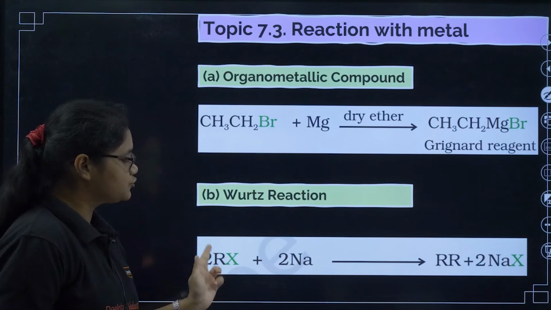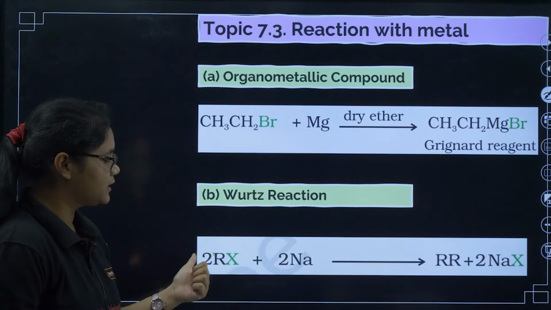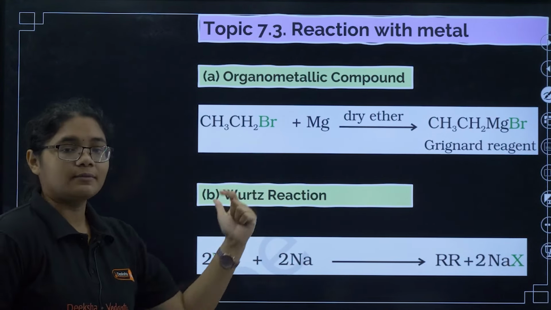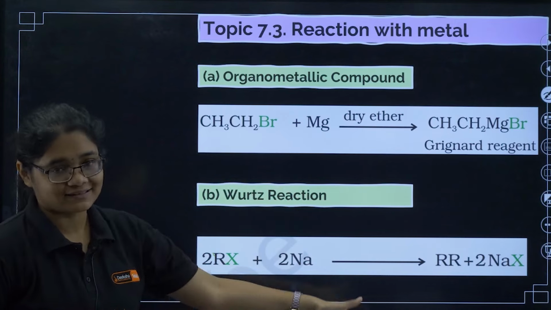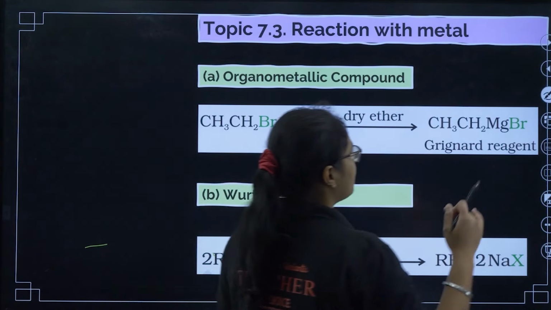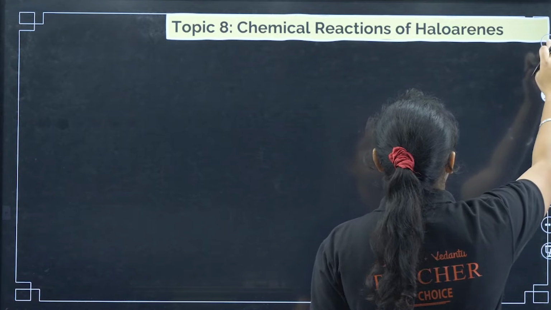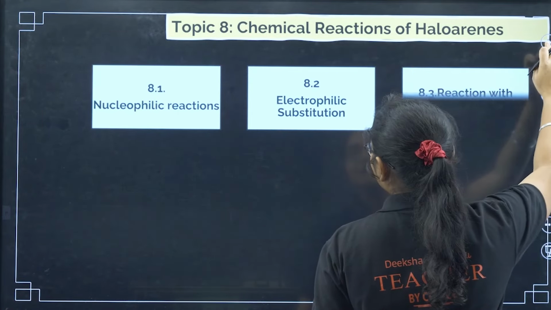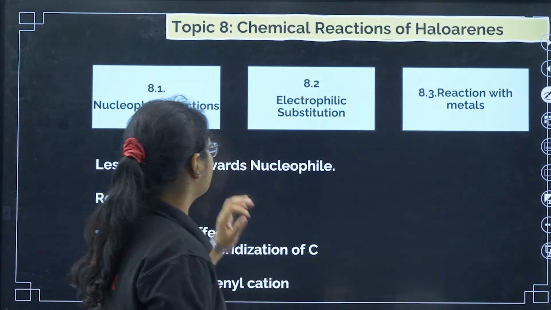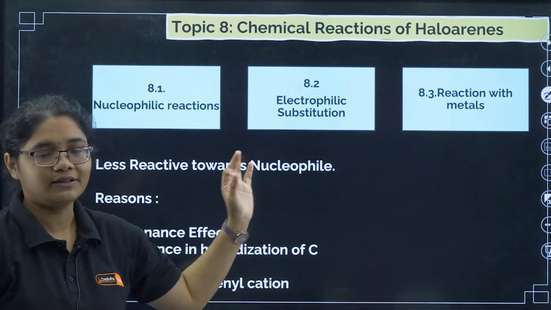So this reaction is used to double the number of carbons. If you have 1 carbon here, you will get 2 carbons, 2 carbons you will get 4 carbons, 3 carbons you will get 6 carbons. Okay, so that is all about the chemical reactions of haloalkanes. Now let's talk about the chemical reactions of haloarenes. Here also I have 3 types of reactions: nucleophilic, electrophilic, and reaction with metals.